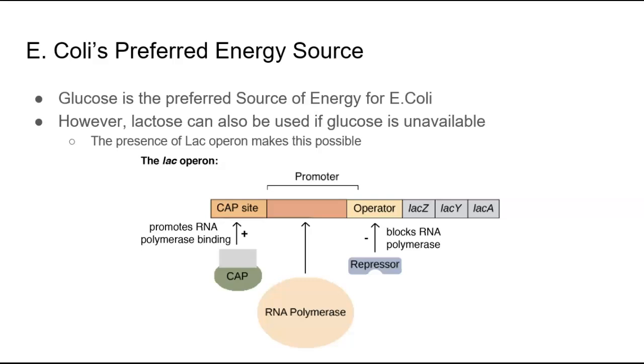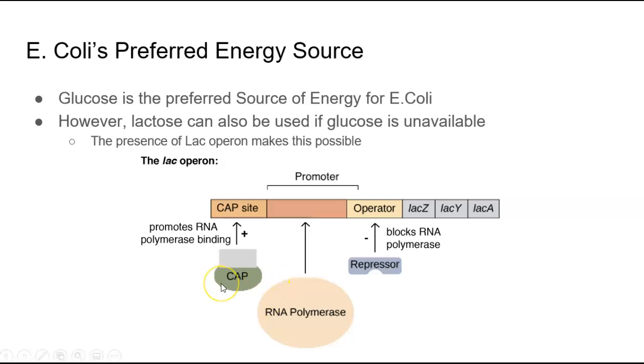Now, an important operon in E. coli is the Lac Operon. This is the portion of DNA that enables the bacteria to break down lactose for energy. Now, glucose is the most preferred source of energy for E. coli. And if glucose is available, this system over here is going to be turned off. However, if lactose is available and glucose is unavailable, the Lac Operon makes it possible for E. coli to metabolize lactose for energy.